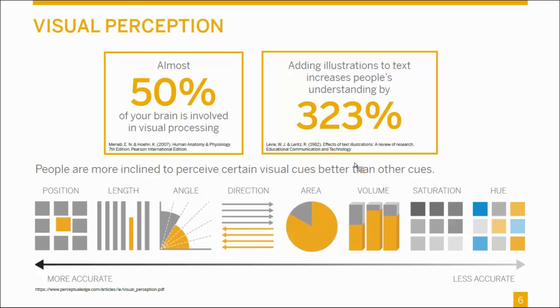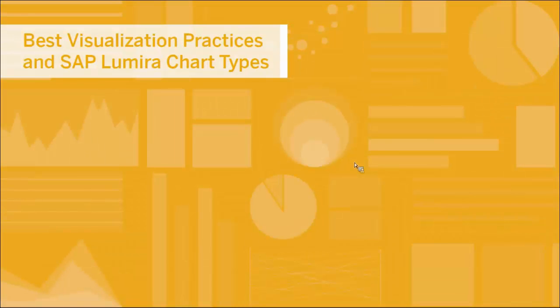such as saturations and hue. So it is not just about realizing the importance of data visualization, but also knowing which chart type works best in different situations and cases, depending on the message you are conveying to your audience. Now, I will hand it off to Flavia, and she will talk about the data visualization best practices and the various SAP Lumira chart types.